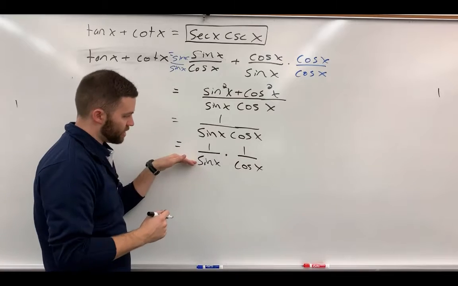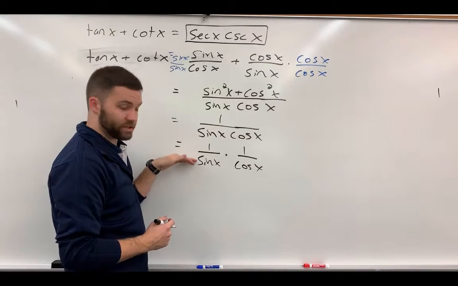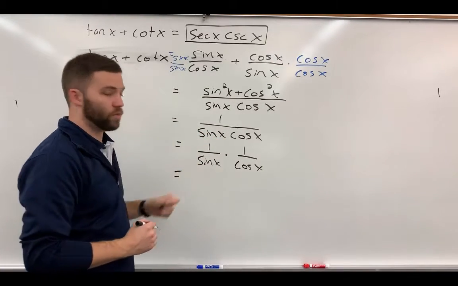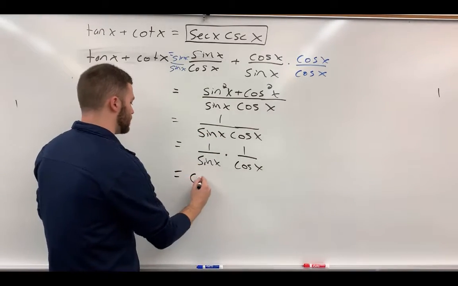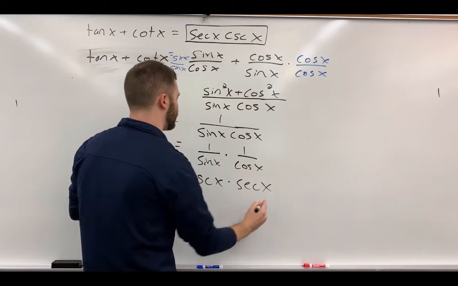If you're not convinced of that, try going back this way. Multiplying numerators, you get 1 times 1. Multiplying the denominators, you get sine x cosine x. And so that 1 over sine of x becomes cosecant. And this becomes secant of x.